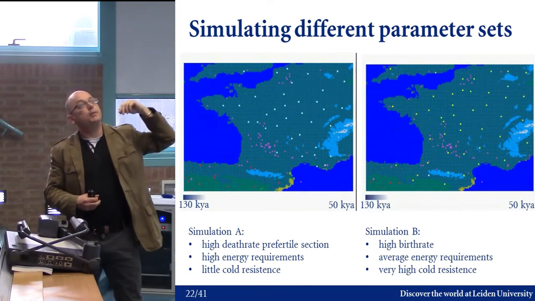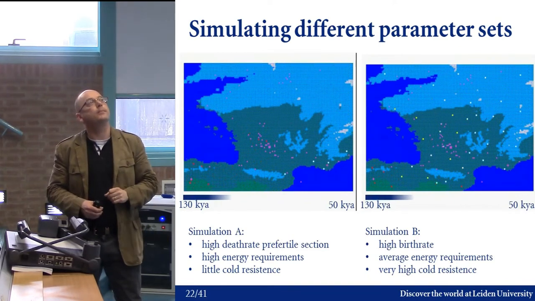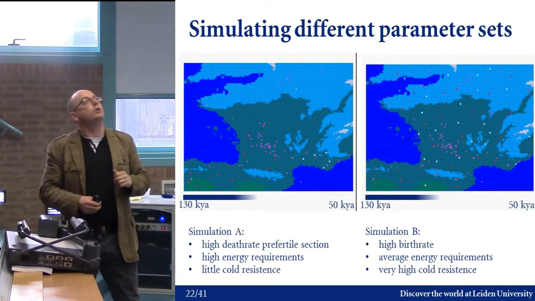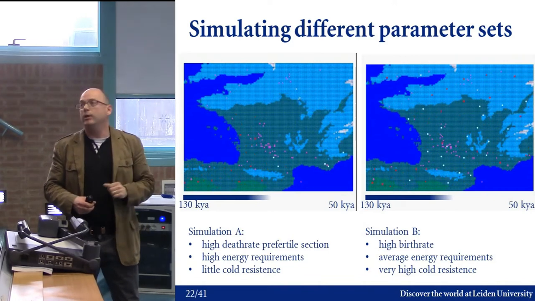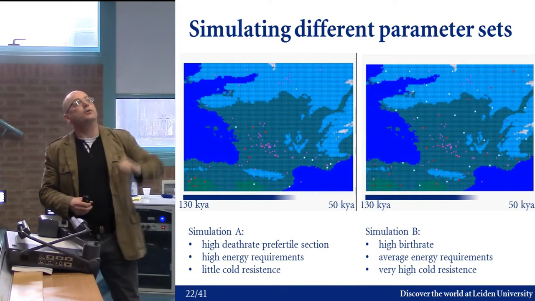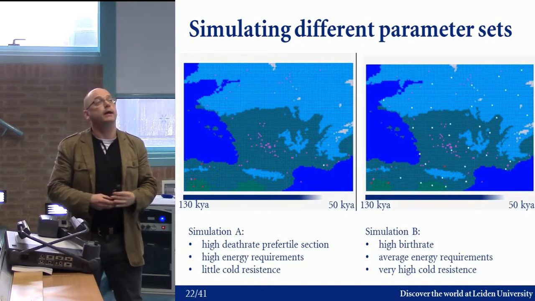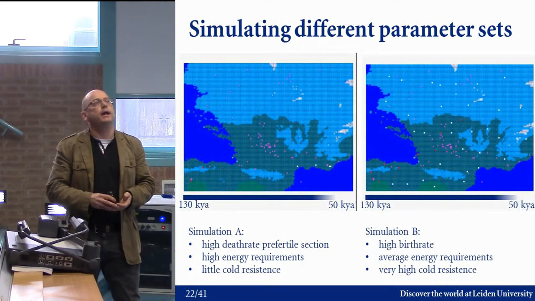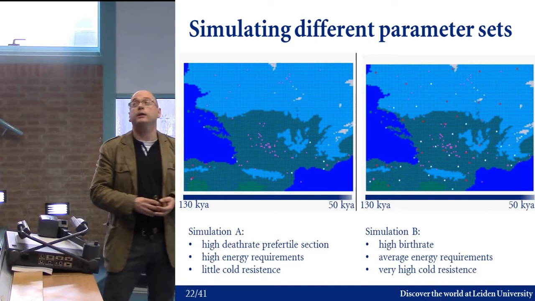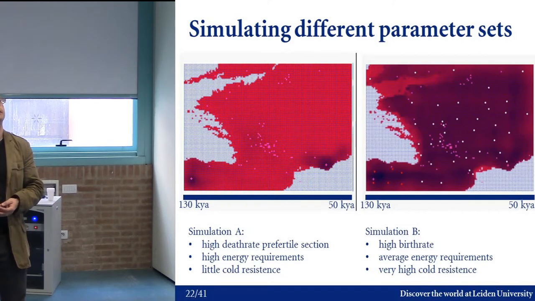You can see the changing climate when the ice age comes in. In the north, you see the tundra coming, and hominins are pushed south. I'm going to explain a little bit about this further on. But you can see that on the left, they are pushed further south than on the right. And in the end, you will see that a lot of hominins remain in the right simulation. In the right simulation, we have a high birth rate and a very high cold resistance implemented, whereas on the left, they have hardly any cold resistance and a high death rate in the pre-fertile section, which is the lineage.